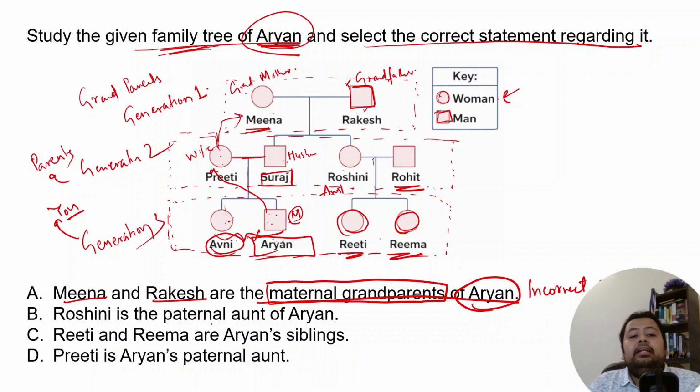Roshni is the paternal aunt of Aryan. Now, Aryan is what?